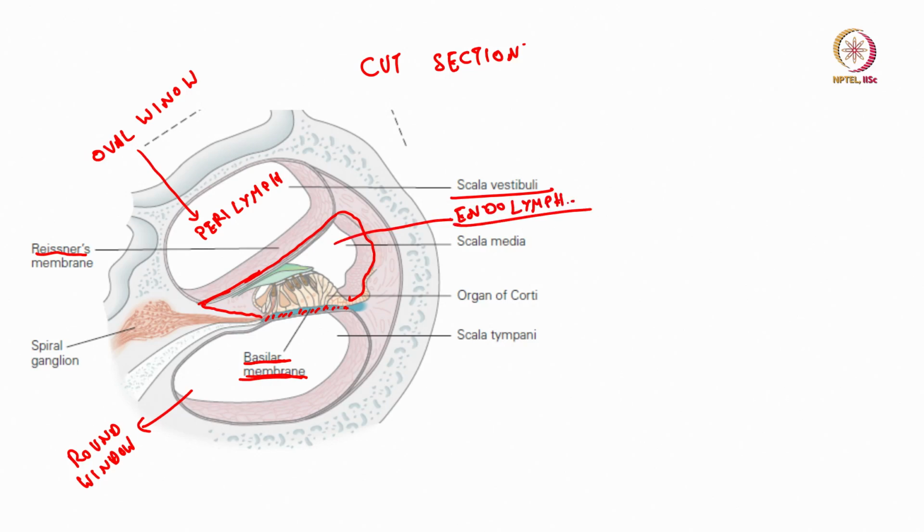So, endolymph, perilymph. Perilymph is on the outside, and endolymph, endo means inside, is within these structures, and that is what is seen. There is also this funny structure called the tectorial membrane, whereas the Reisner's membrane is this. This is called the tectorial membrane.